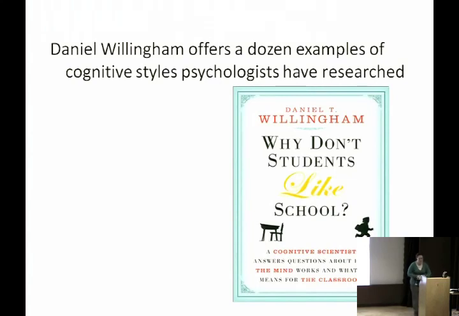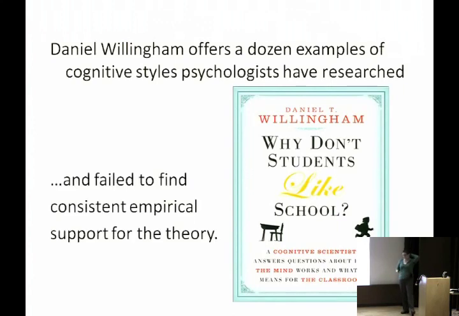So he offers a dozen different examples of cognitive styles and how psychology has failed to find empirical support for the theory that matching presentation to a learner's style makes for better learning. So why does this theory persist in popularity? Why do we still think of it as common knowledge? Why are we still applying it to our classrooms as if it was supported by empirical research?